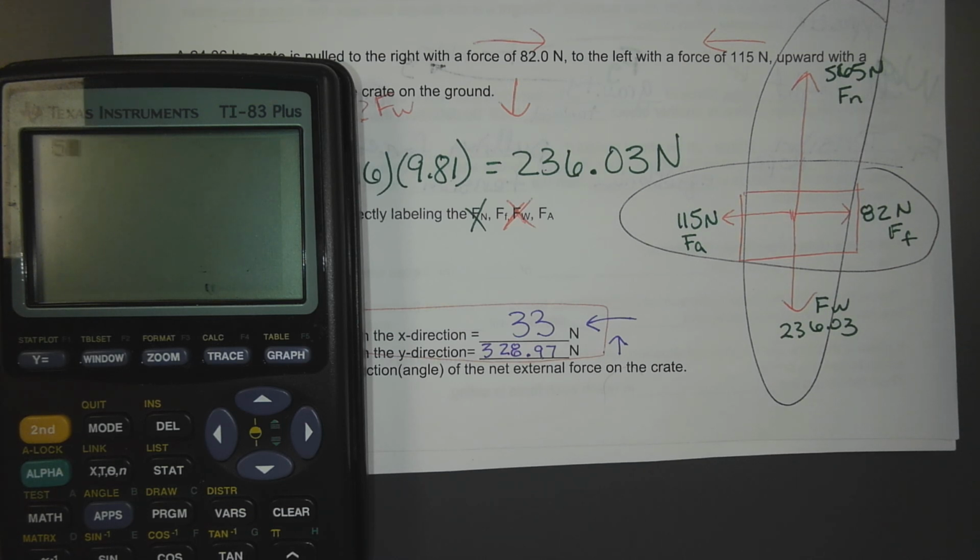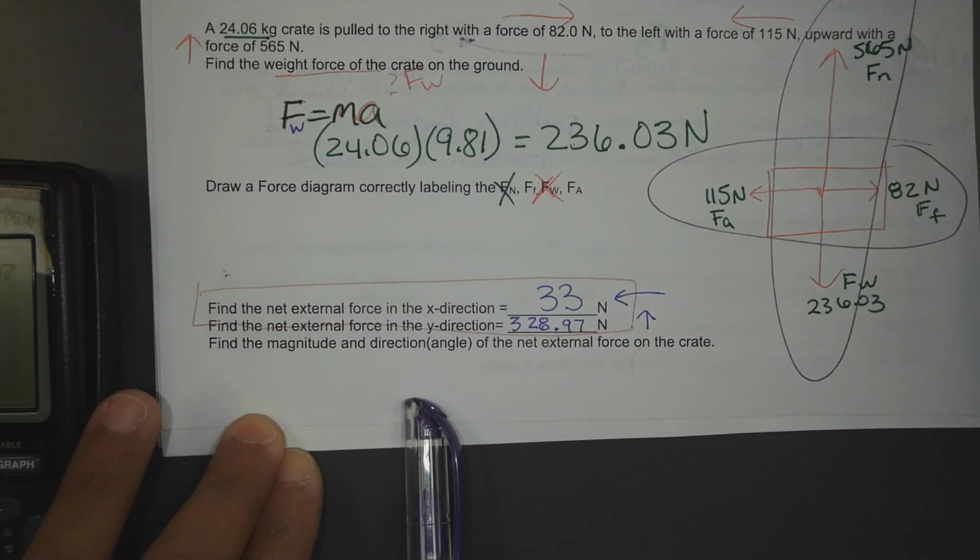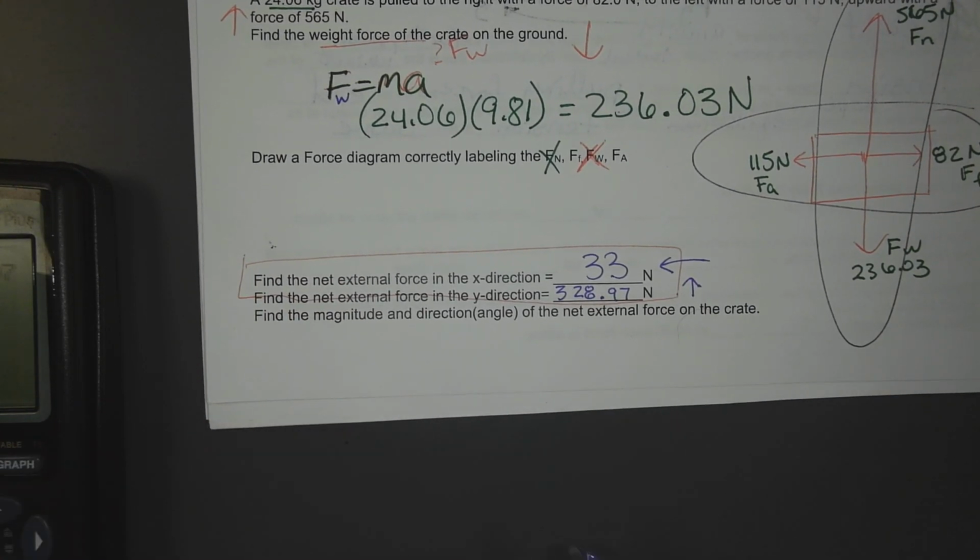Okay, I might be wrong, I'm not sure. Take away 236.03. Yep, that's what I got again just right now. And that's in the up direction. Now, it's asking you over here, find the magnitude and direction.